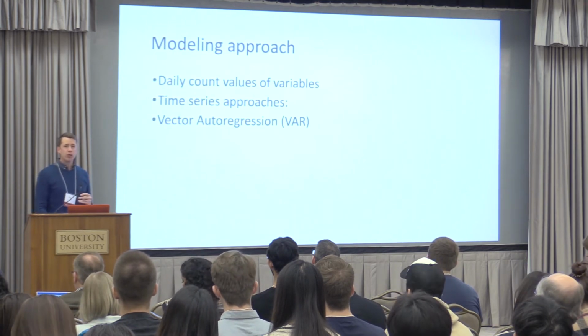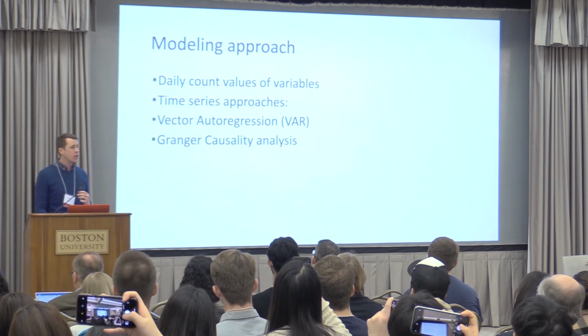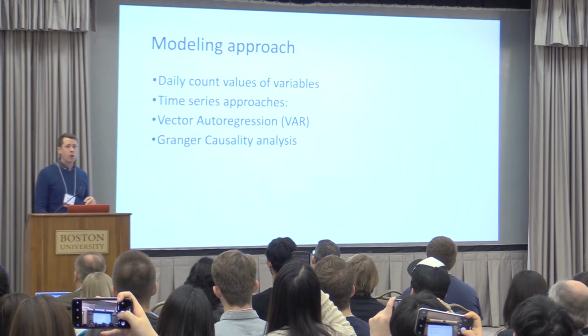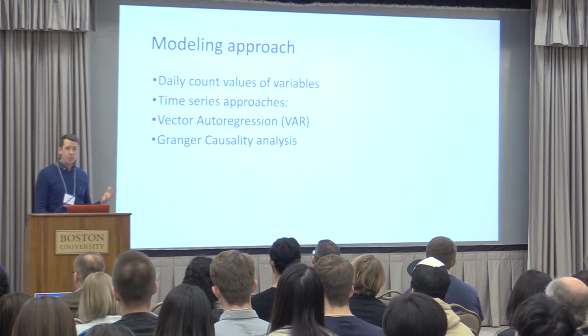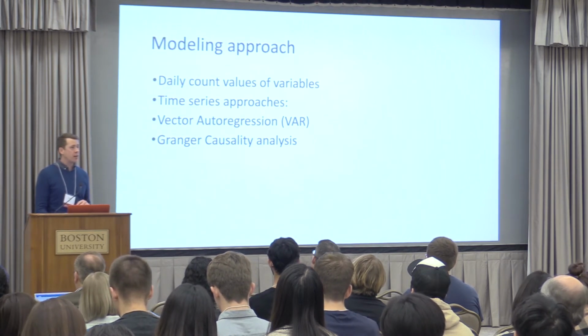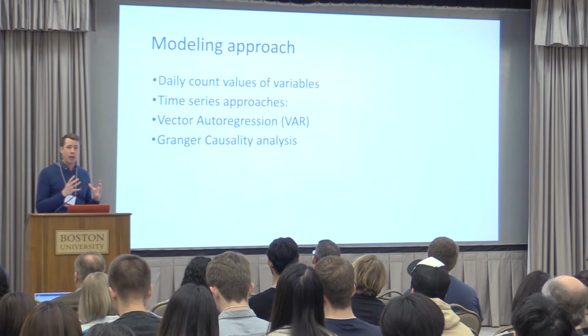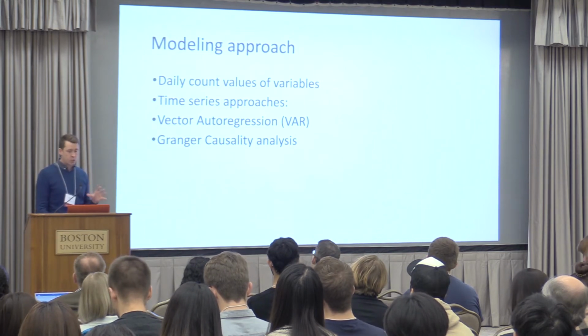Here's the kind of approach that we're taking. We're using time series approaches using vector autoregression with Granger causality analysis. So for us, these are fairly straightforward time series approaches. We are interested in collaborating with others who have greater sophistication in these kinds of areas to get a clearer picture of the kinds of dynamics among these different entities. But this is basically what I'm going to be showing you today.